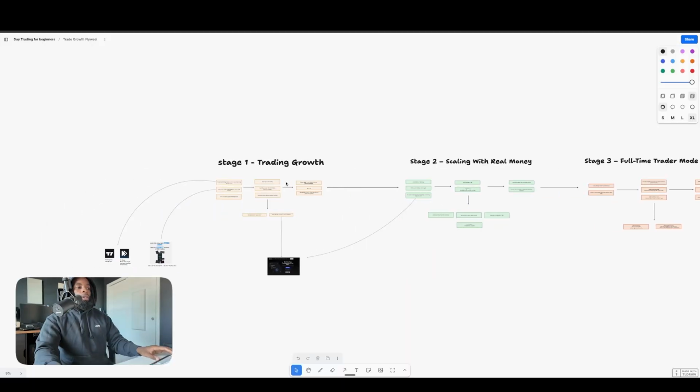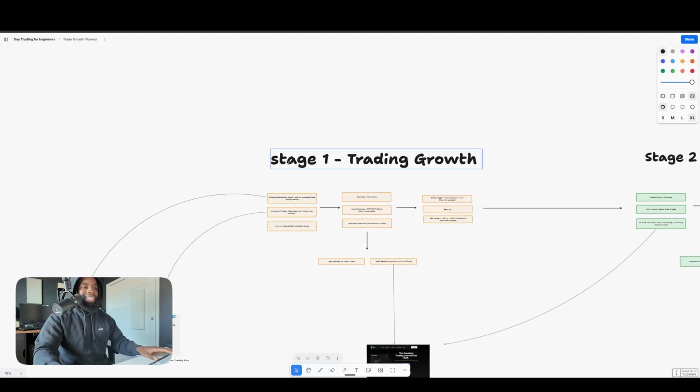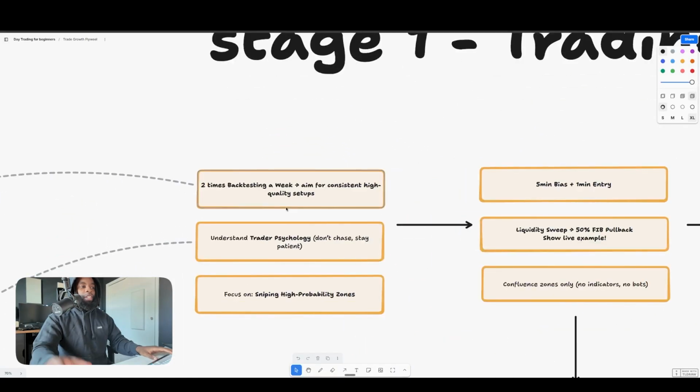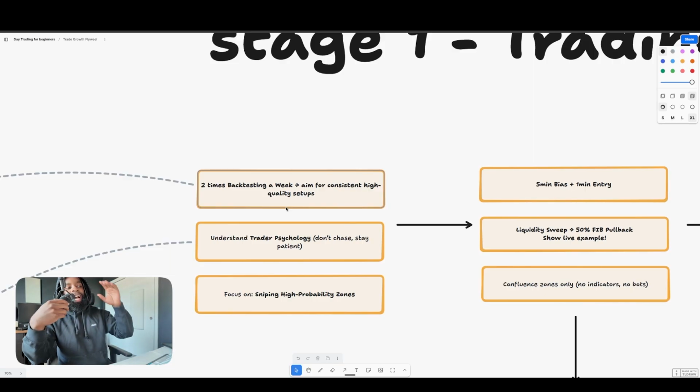All right, so we're going to start off on stage 1, which is the trading growth that a trader needs to focus on. So the thing is, 2 times you need to backtest a week, aiming for consistency high setups. This is pretty self-explanatory. I'm not going to get too much into it.